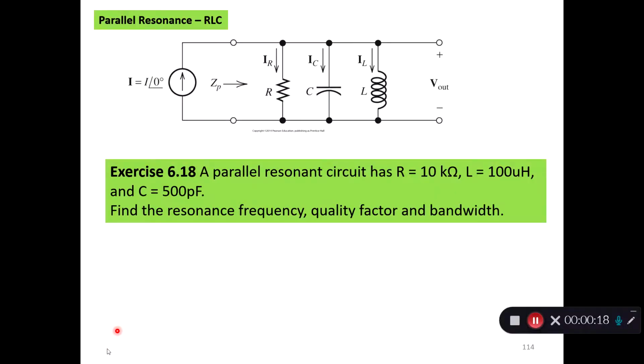We see here the parallel resonance circuit with a resistor, a capacitor, an inductor, and a current source. In this exercise 618, we have this information: the resistor is 10 kilo ohm, the inductor is 100 microhenry, and the capacitor is 500 picofarad. Find the resonance frequency, the quality factor, and the bandwidth.